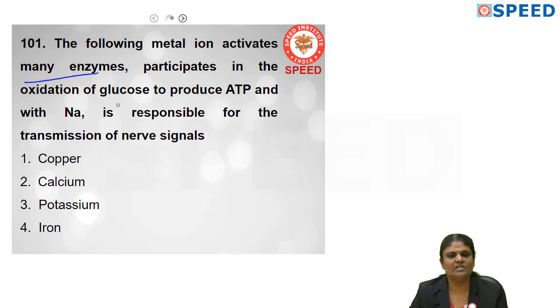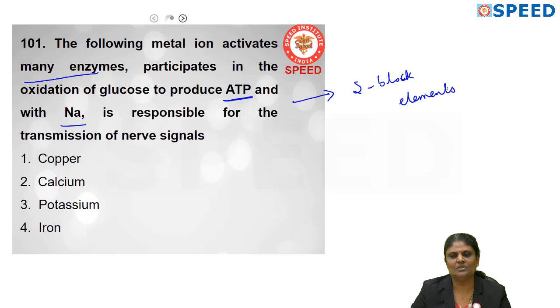And then the question: the following metal ion activates many enzymes and participates in the oxidation of glucose to produce ATP. You studied all this in your biology and zoology papers. And with Na, it is responsible for the transmission of nerve signals. This is from the S block elements, from the uses of the alkali metals, along with sodium. So the correct answer is potassium. You are very familiar with the sodium potassium pump.